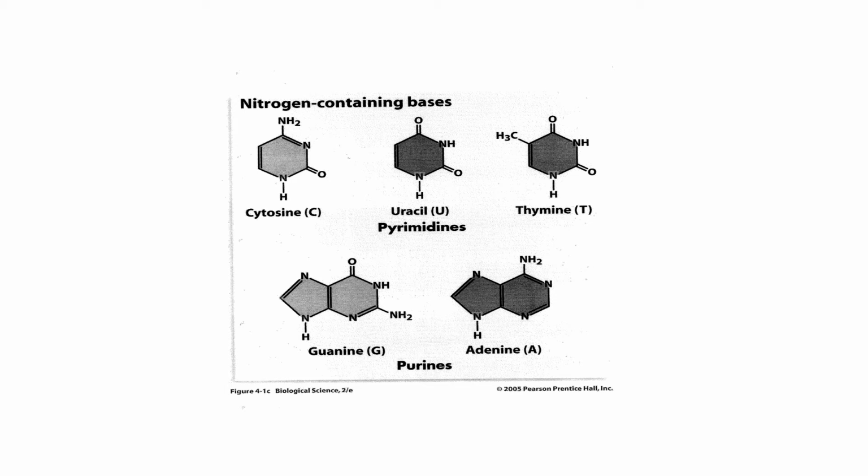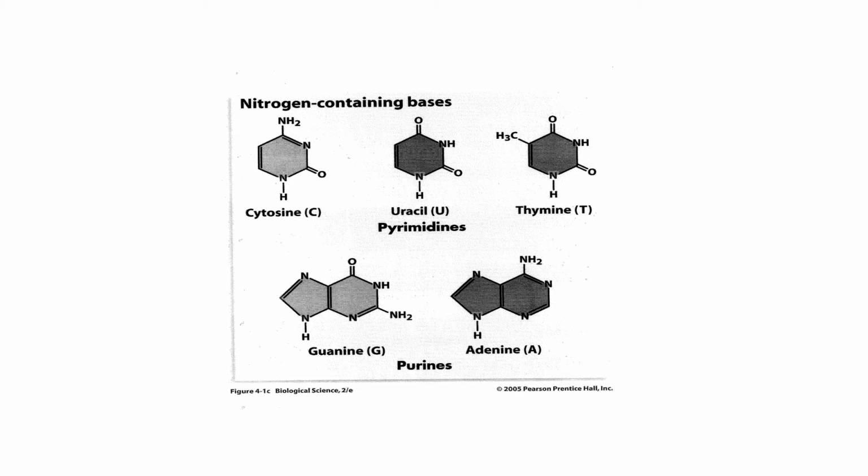So the purines are larger than the pyrimidines, and that's kind of the way I remember them. The shorter name is the larger compound. The pyrimidines, which is the larger name, is the smaller compound. It's just a kind of a trick for me to remember which are which. So pyrimidines: cytosine, uracil, and thymine. The purines: guanine and adenine. And again, look at the guanine and adenine. They kind of look similar.